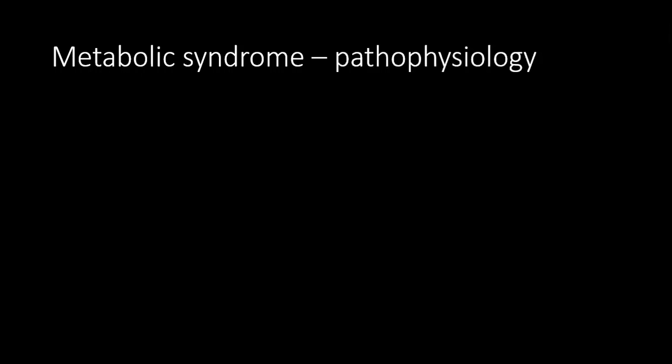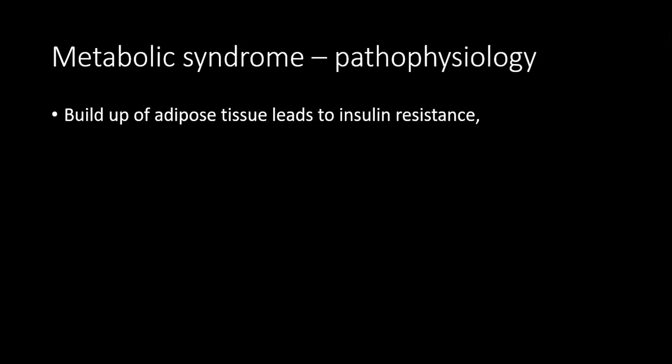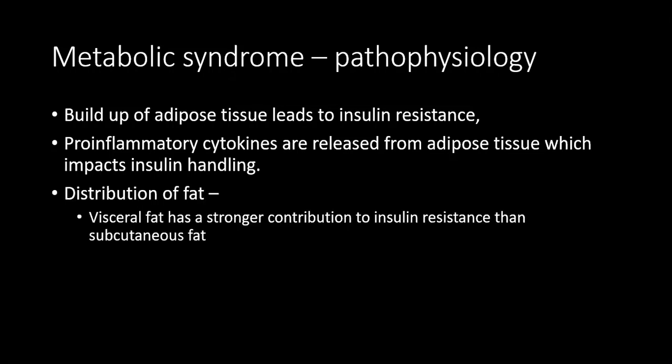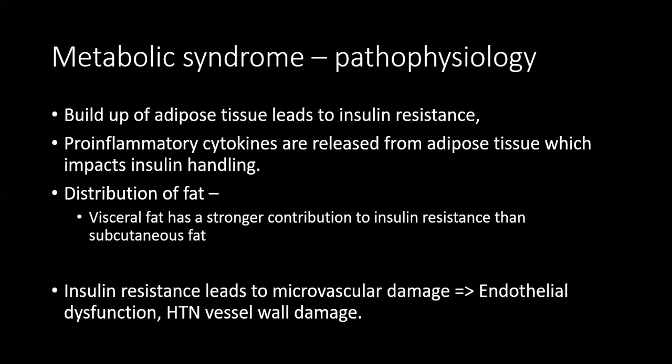So let's talk about pathophysiology. One of the biggest things was obesity. So we have a buildup of adipose tissue, and having high adipose tissue leads to insulin resistance. Pro-inflammatory cytokines are released from adipose tissue, which also impact insulin handling. Visceral fat has a stronger contribution to insulin resistance than subcutaneous fat, so again, the more central obesity. And insulin resistance leads to microvascular damage, so endothelial dysfunction occurs, hypertension occurs because of this vessel wall damage, and this then goes on to impact other organs, end organs.